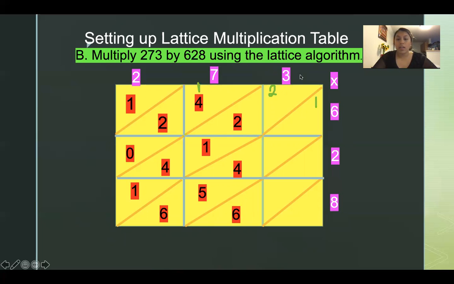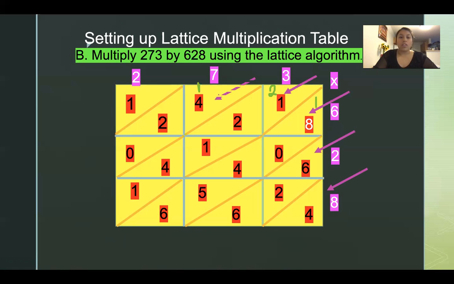Now with the 3. 3 times 6 is 18. 3 times 2 is 6. And 3 times 8 gives us 24. Now that that is completed, the next thing we have to do is just follow our arrows down, the same thing. We just follow them down. With that being said, we get 1 starting from the top, going to the bottom. First arrow going, working our way down.